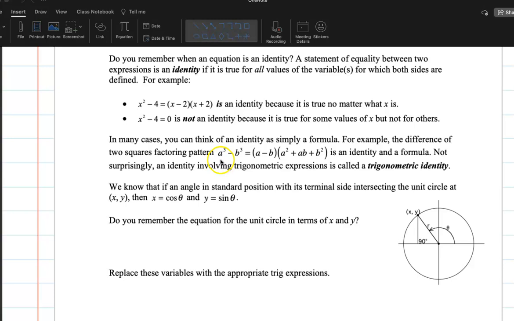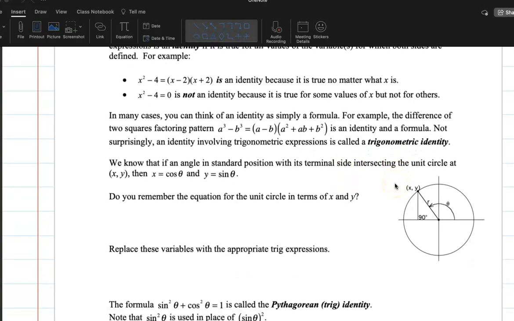If you think of factorizing a cubed minus b cubed, (a minus b)(a squared plus ab plus b squared) is an identity. It's a formula. Now, trigonometric identities.